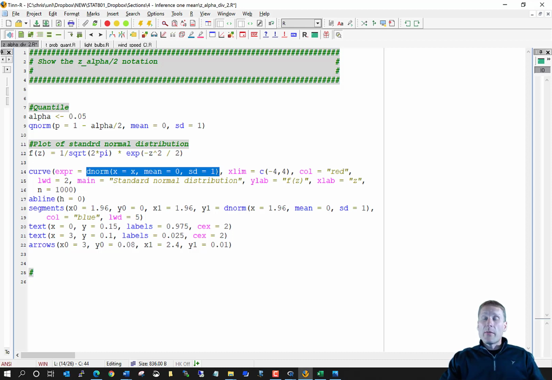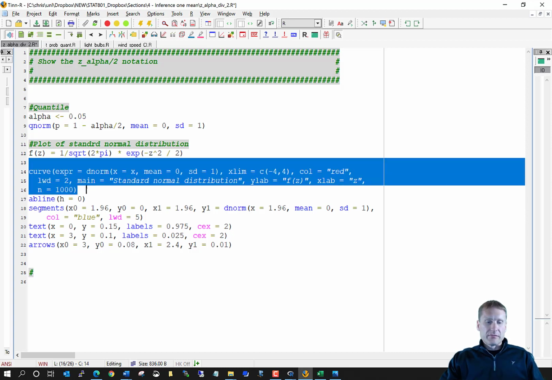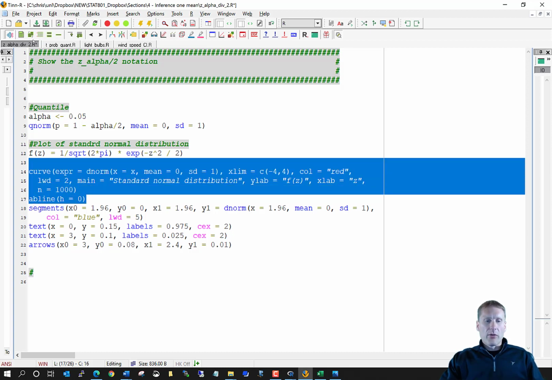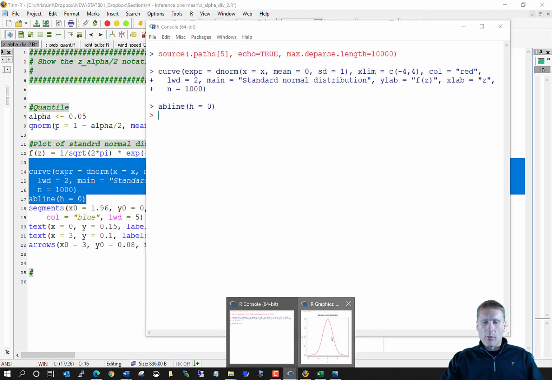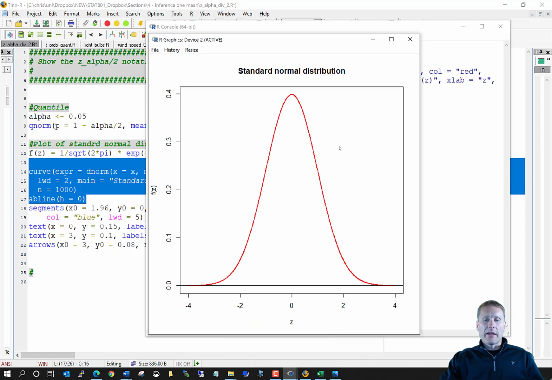But for other curves, you may notice it. If you increase the number of values that you're evaluating your f of x at, in this case 1,000, those straight lines look just like a regular curve. So if I go ahead and do that, put a horizontal line at 0 in terms of the y-axis, this is what I get.